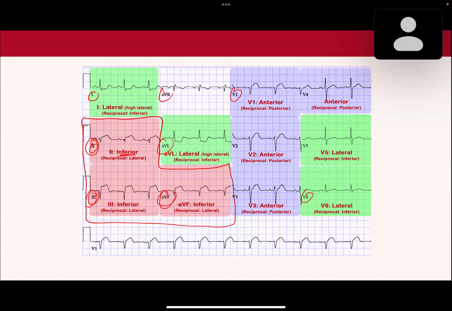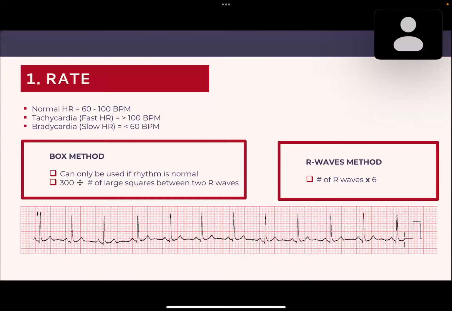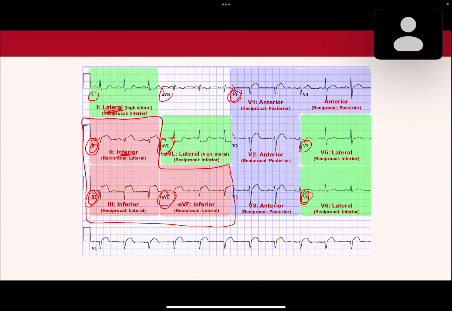If leads 1, aVL, V5, and V6 are affected, and we see abnormal changes in those leads, you know that this is the lateral side of the heart. That probably contains dead myocytes or injured myocytes. And then the anterior and septal consists of V1, V2, V3, V4. Okay. So before moving on to reading an ECG, do you guys have any questions? Or you want me to repeat something?